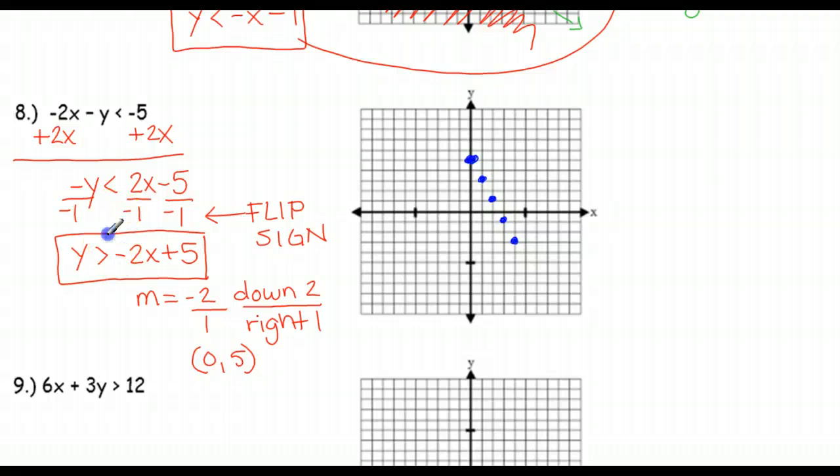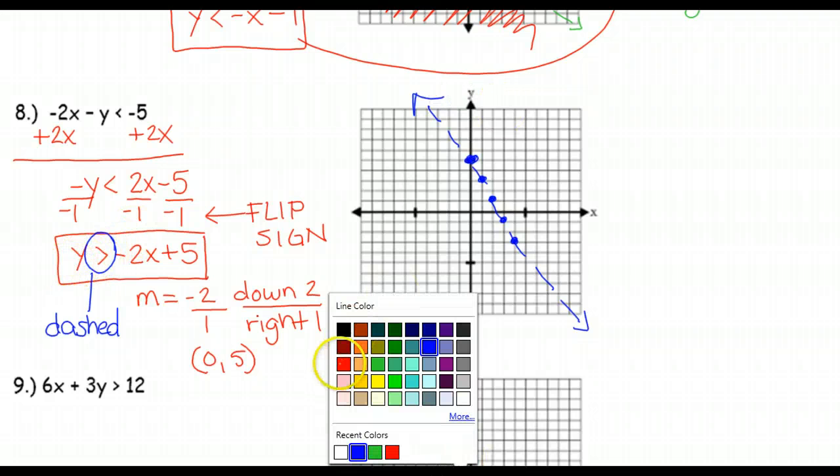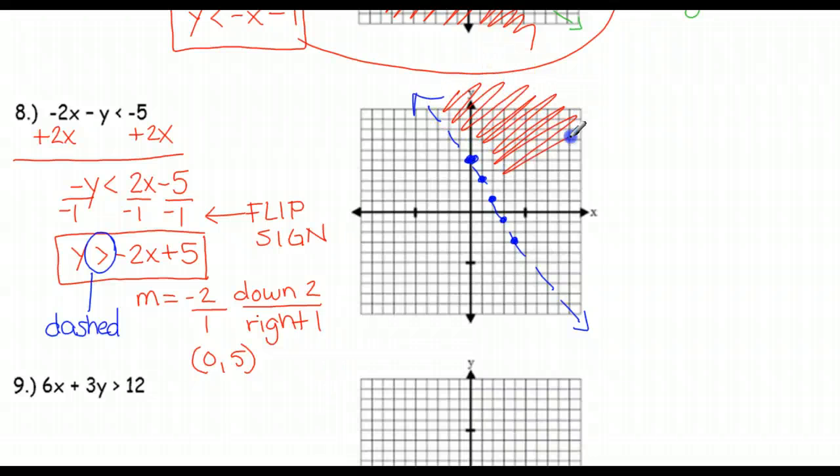This is going to be a dashed line because of our inequality. So I'm just going to make myself a little note, dashed or dotted. So I'm going to go ahead and draw my dashed line. Now, because this is a greater than symbol, we want to shade values that are above our line, above or to the right, which is over here. So any value in that region is a solution to our inequality.